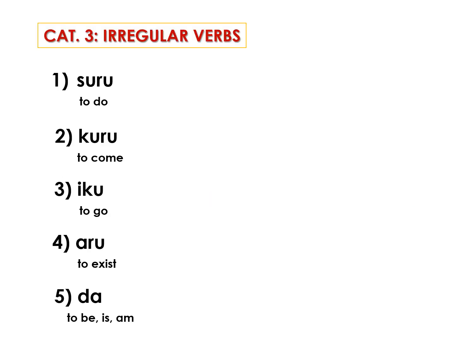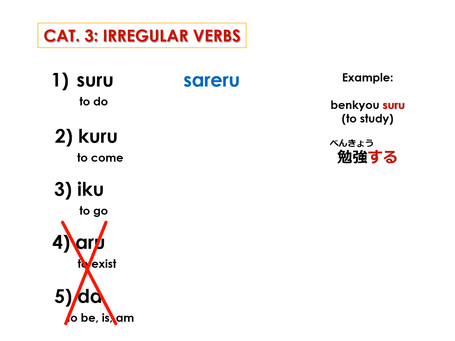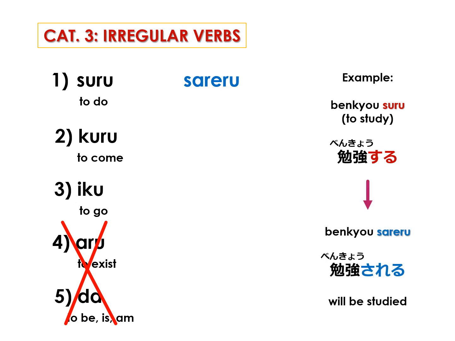As for the 5 commonly used irregular verbs, only suru, kuru, and iku participate in the passive conjugation. Aru and da cannot be used. Suru becomes sareru. For example, the verb benkyou suru, will study, becomes benkyou sareru, which means will be studied. Kuru becomes korareru, and iku becomes ikareru. All these new verb conjugations now behave as ru-dropping verbs during further conjugation.